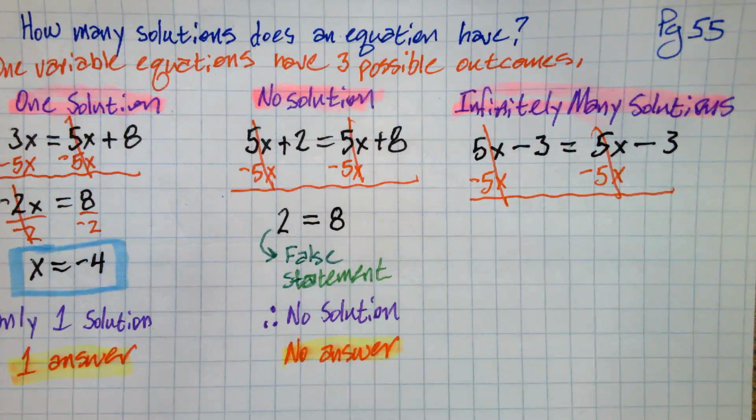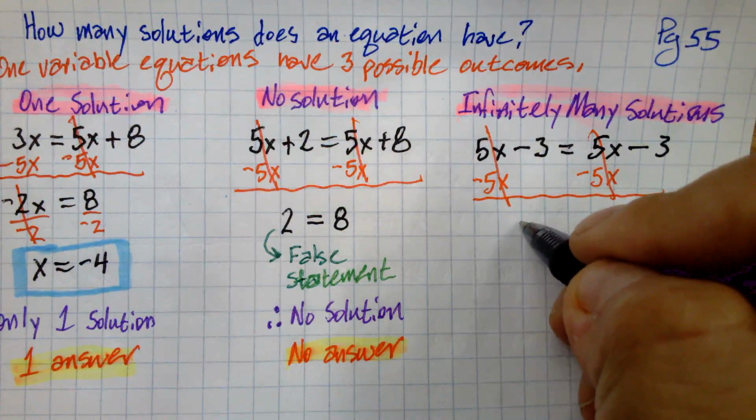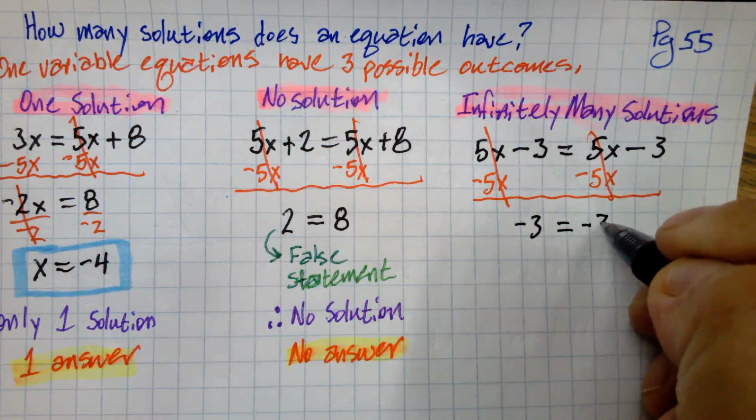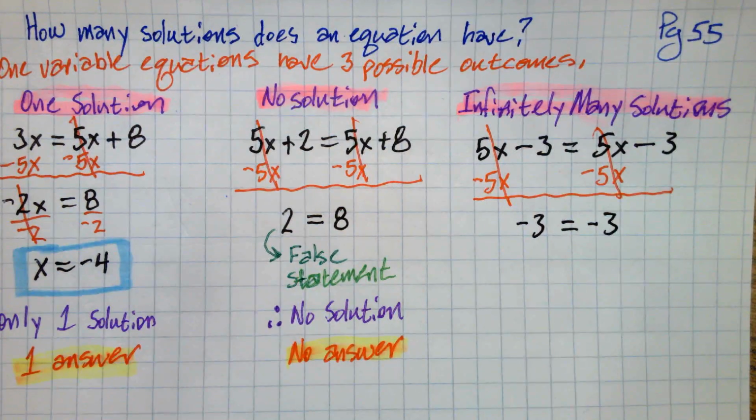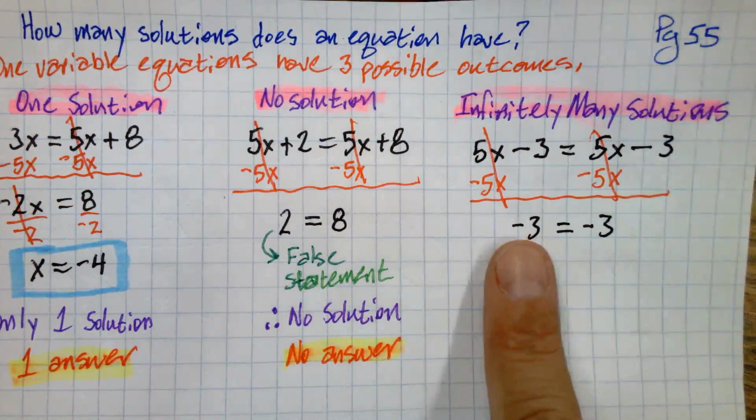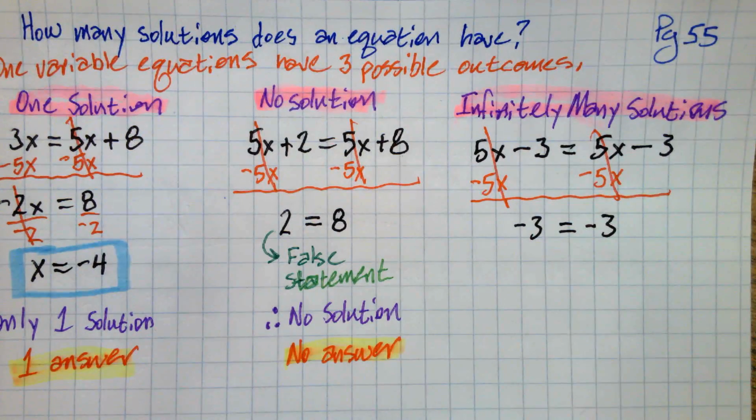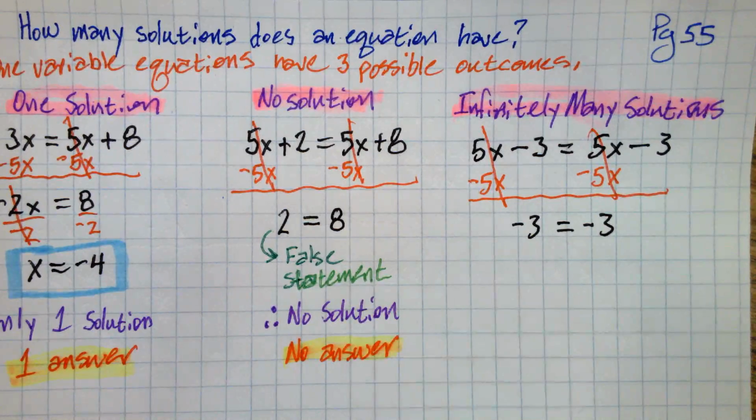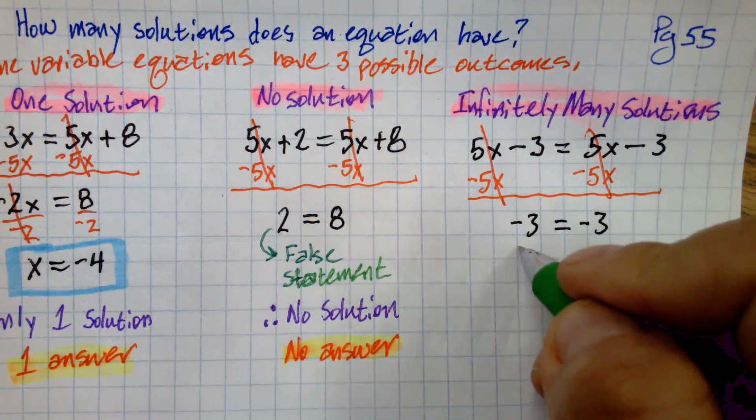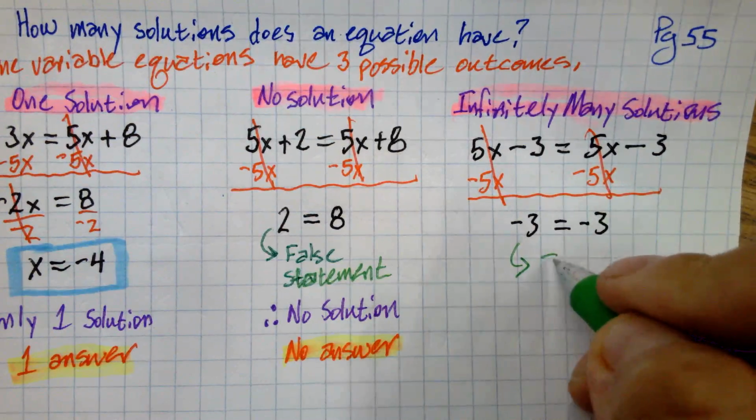We end up with negative 3 equals negative 3, which is another math statement. And it's either true or false. Is it true that negative 3 equals negative 3? It's true. So this time it's a true statement. This is called the reflexive property in mathematics. You have the same thing on both sides of the equal sign. Okay? So this is a true statement.